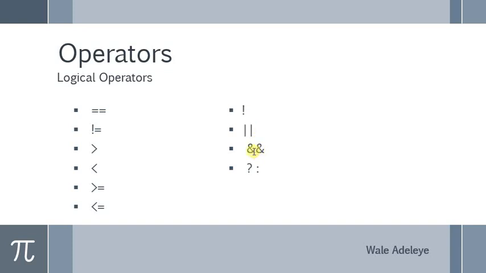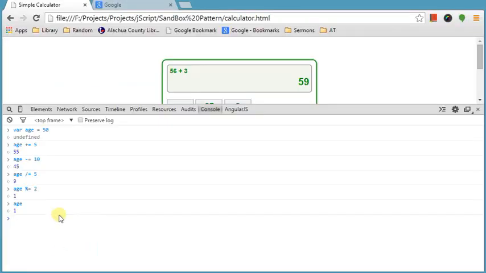And the double ampersand gives you the and. If what you have on the left and what you have on the right are both true, then it returns true. If one of them is false, then it returns false. So they have to be true to return true. And this question mark colon, I will demonstrate what that one does by example. So let's jump right into the developer tool and see examples of this.